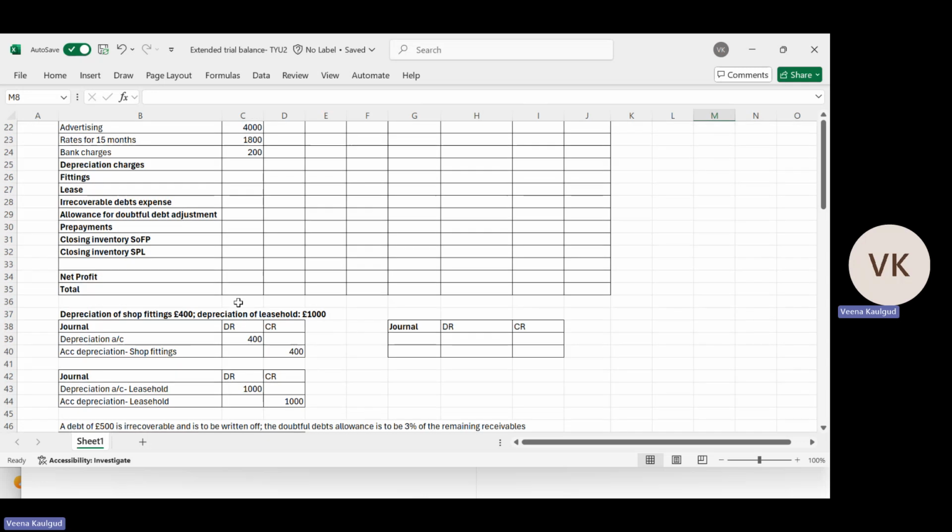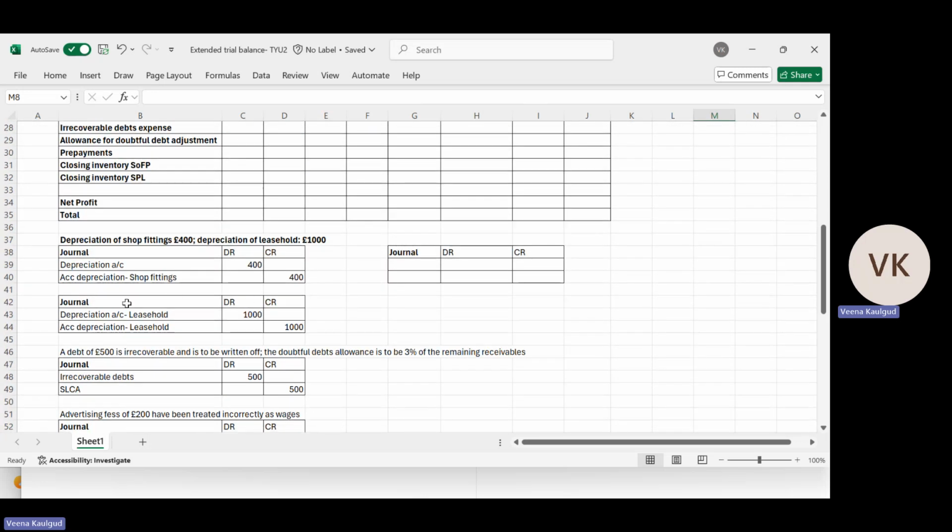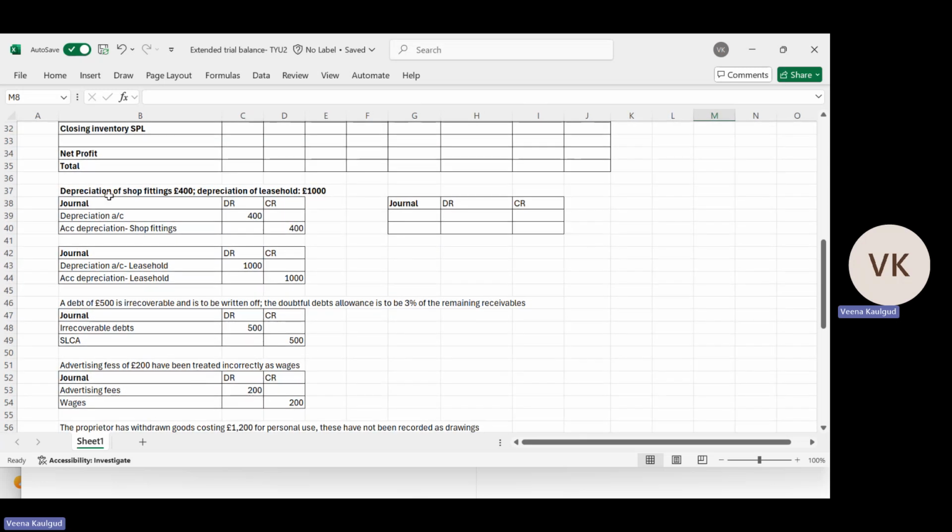Now, if you look at this particular question, this is an extended trial balance. We have been provided with the following journals. There is depreciation of shop fittings 400 and depreciation of leasehold 1000. So this is our first journal. The answers are already here, so I've already written down these answers. Depreciation is expenditure, so depreciation will always be a debit 400. And when you depreciate, you would credit accumulated depreciation shop fittings.